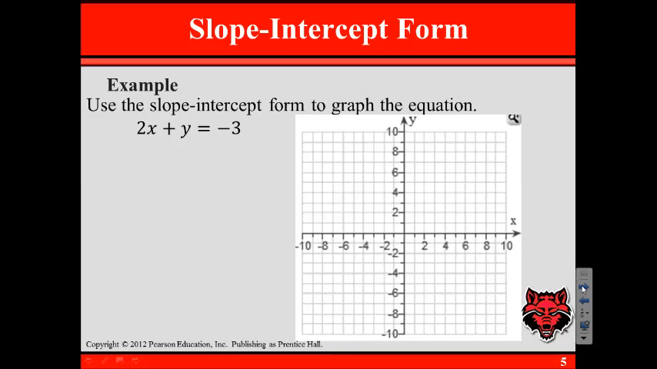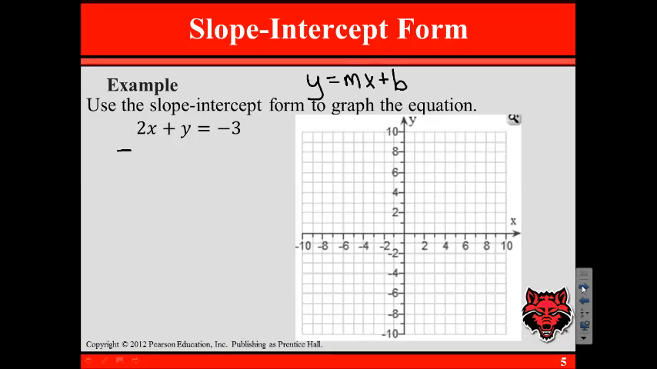Let's try another example. Again, we want to use slope-intercept form to graph the equation. So to begin, let's write what slope-intercept form is. It's good practice, and it will help you remember the formula, y equals mx plus b. And hopefully, as we write that, we see that our equation is not in the correct form. Y is not isolated on the left-hand side of the equation. So we have to go through a bit of work to make that happen.